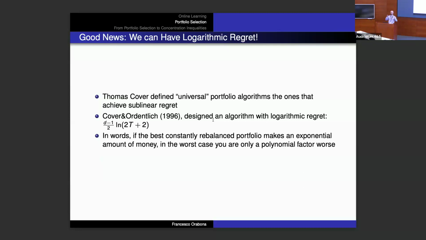How much is the wealth of the algorithm? It is a polynomial factor away from this. Why a polynomial? Because you take the exponential of this thing, and the order of the polynomial will be exactly this factor here. And this is good because again, you're competing with somebody that is making an exponential amount of money, and you're just a polynomial factor away. So it's a very small thing with respect to gaining a lot of money.